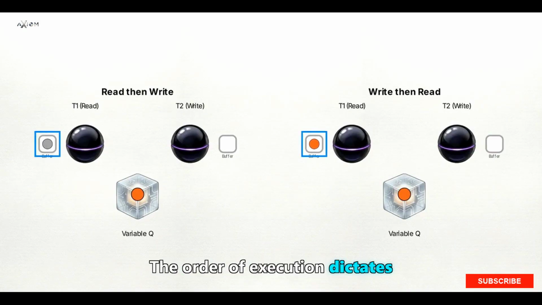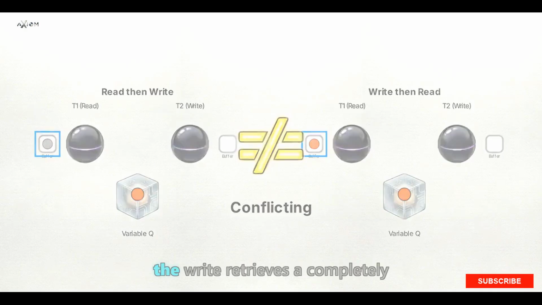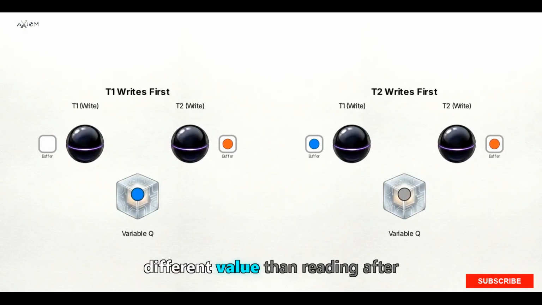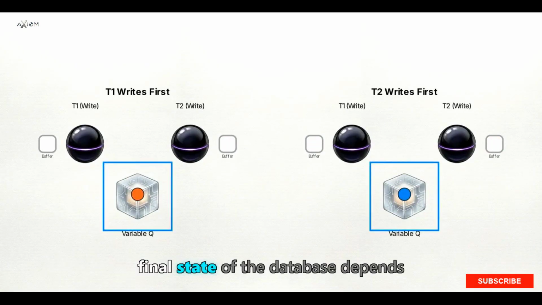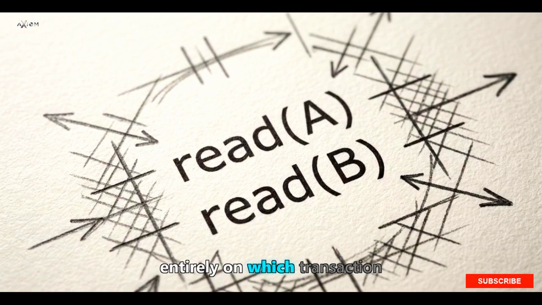The order of execution dictates the outcome because reading before the write retrieves a completely different value than reading after the write. Finally, two write operations conflict. The final state of the database depends entirely on which transaction writes last, overwriting the other.